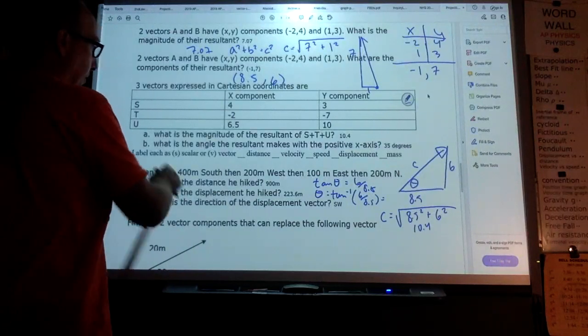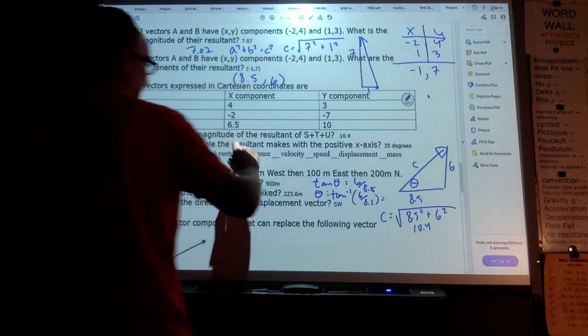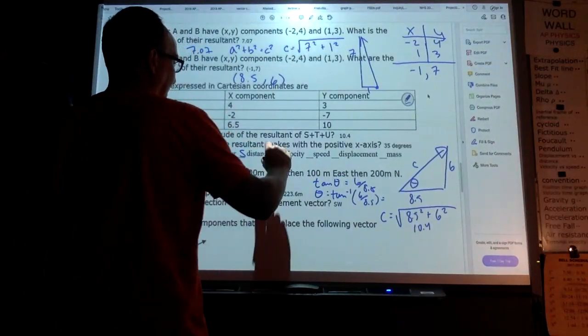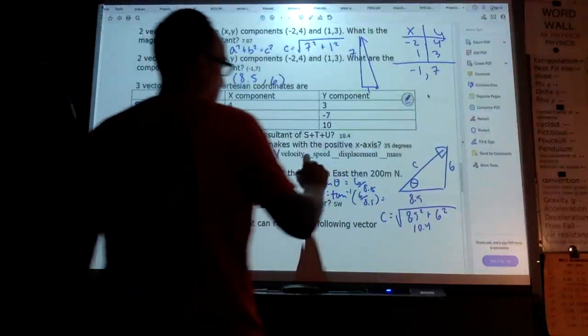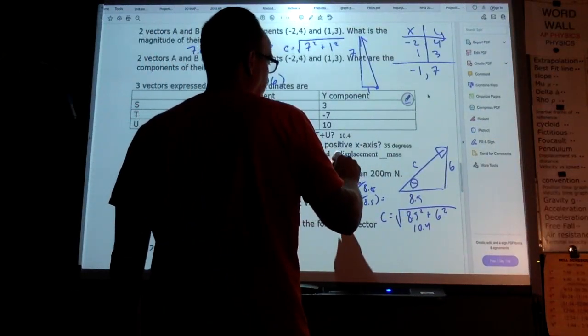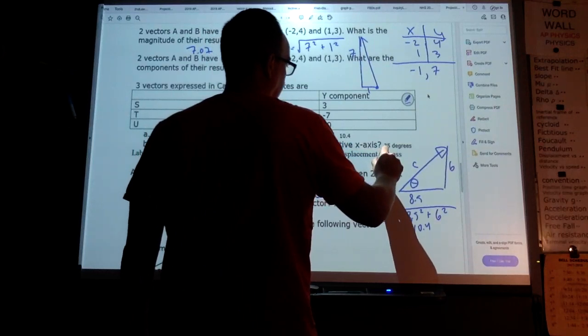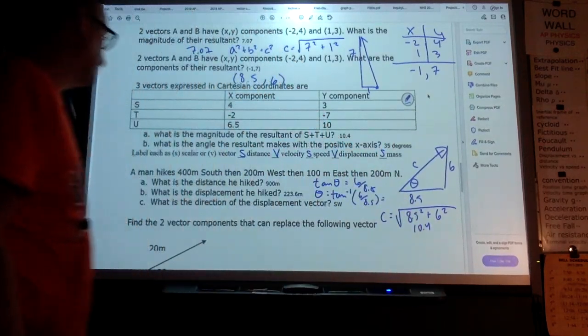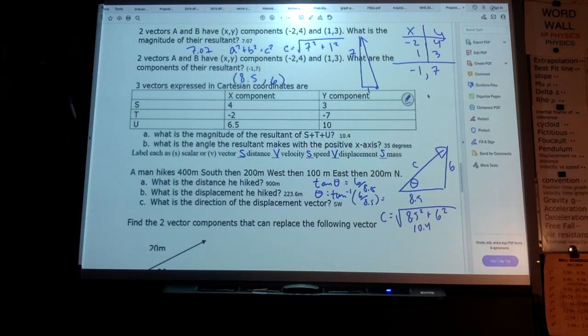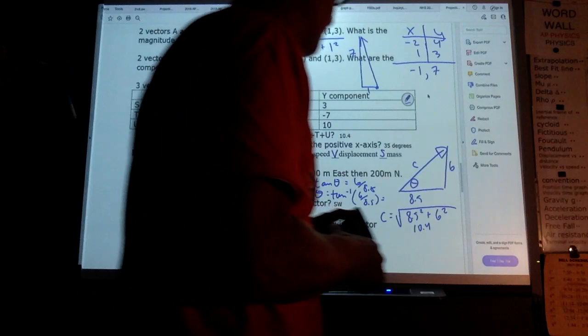All right, so scalar or a vector. Distance is a scalar. Velocity is a vector. Speed is a scalar. Displacement is a vector. Mass is a scalar. A man hikes 400 meters south, then 200 meters west, then 100 meters east, then 200 meters north.